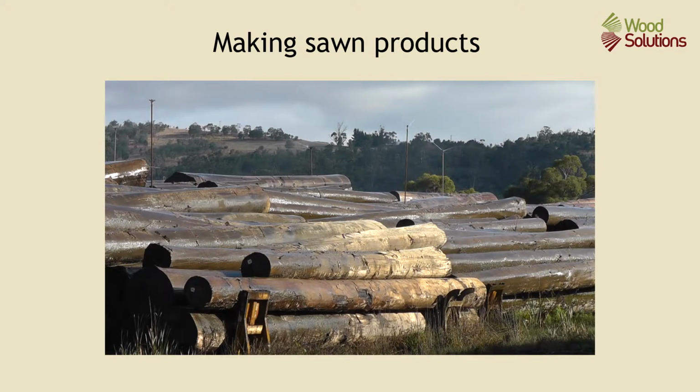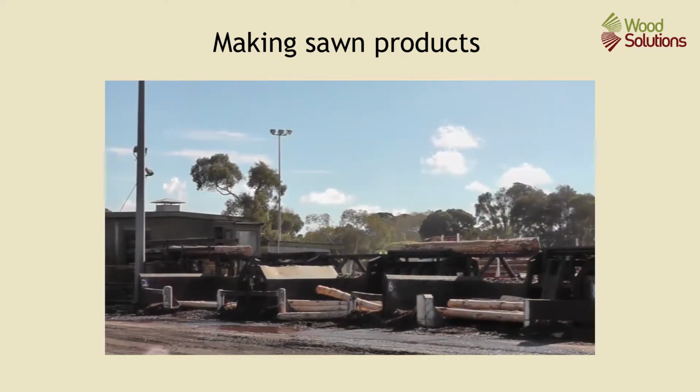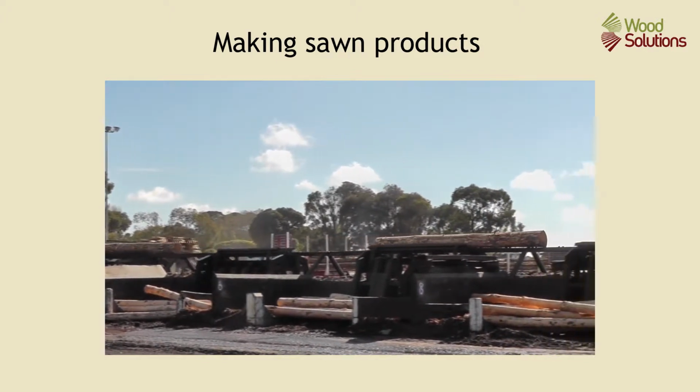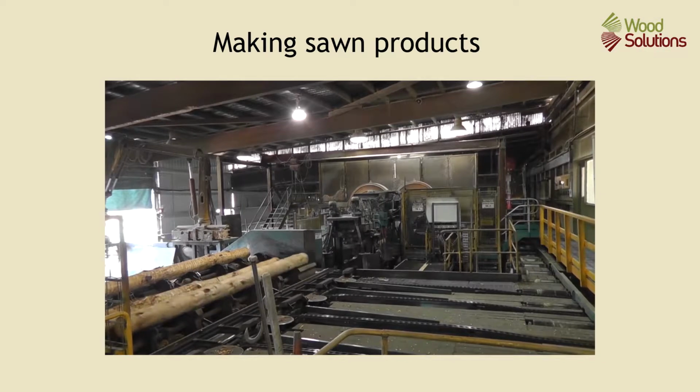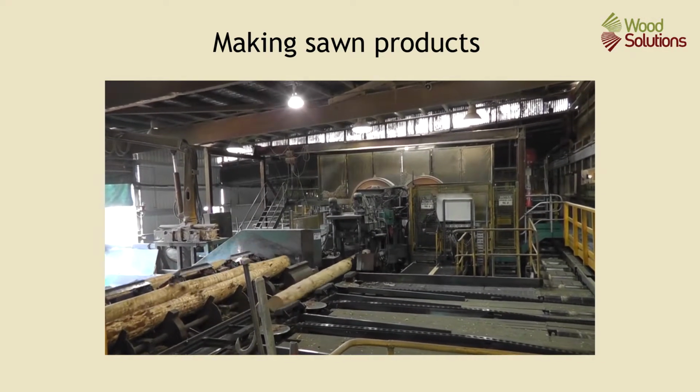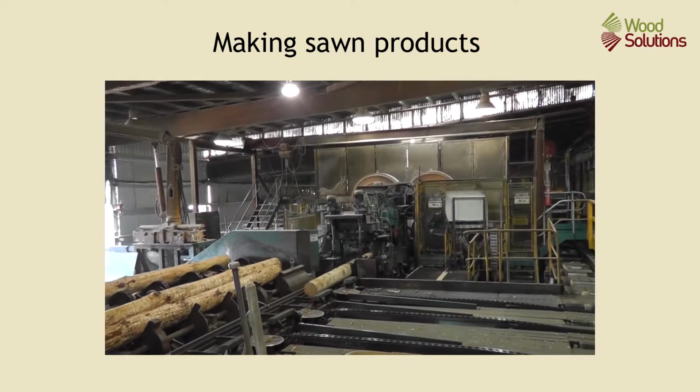The first stage is log handling. Logs from harvest sites are collected into the log yard at the sawmill and stored. They are then prepared for processing by size and by grade. Logs are then sawn into boards to particular cutting patterns. These vary with the species and the target product group.